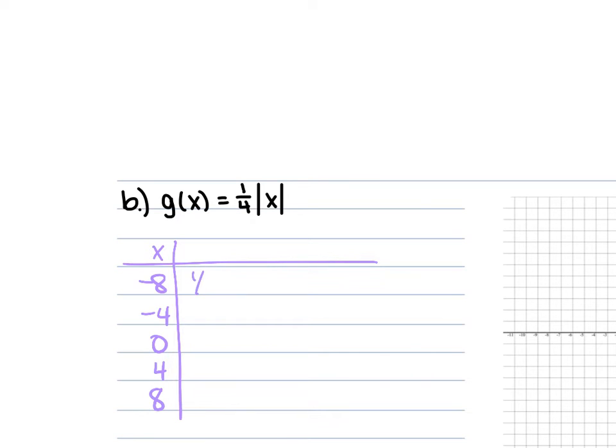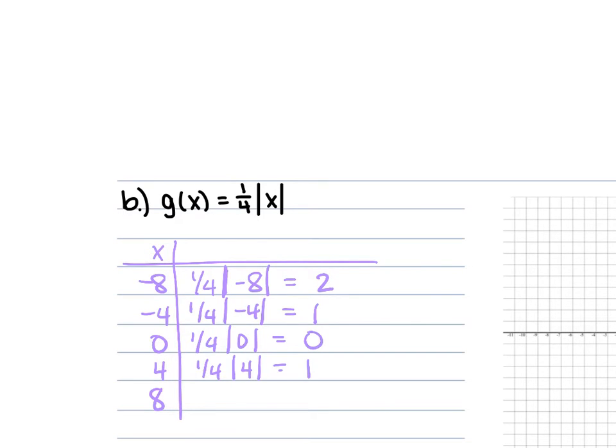So I'm going to have 1/4 times the absolute value of -8, which is 1/4 times 8. That's going to give me 2. 1/4 times the absolute value of -4 is going to be 1. 1/4 times the absolute value of 0 is 0. 1/4 times the absolute value of +4 is 1. And 1/4 times the absolute value of 8 is 2.